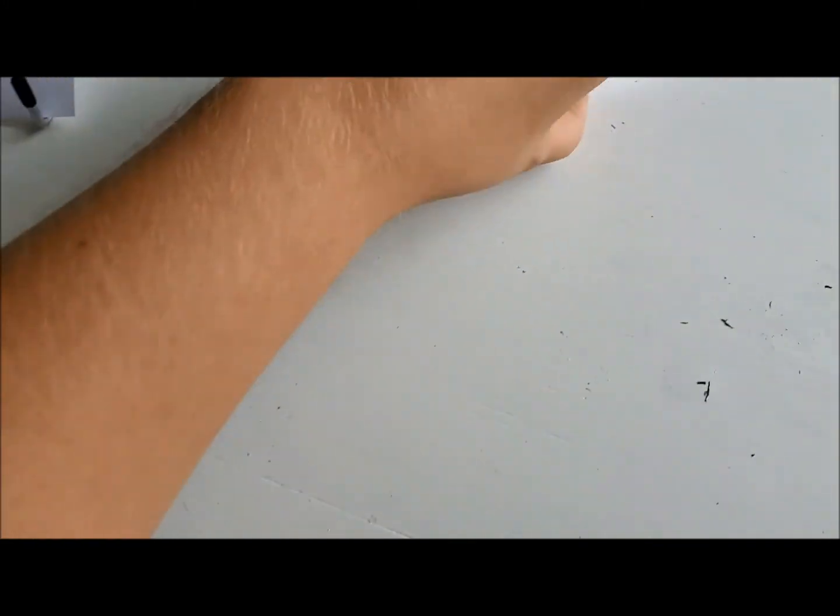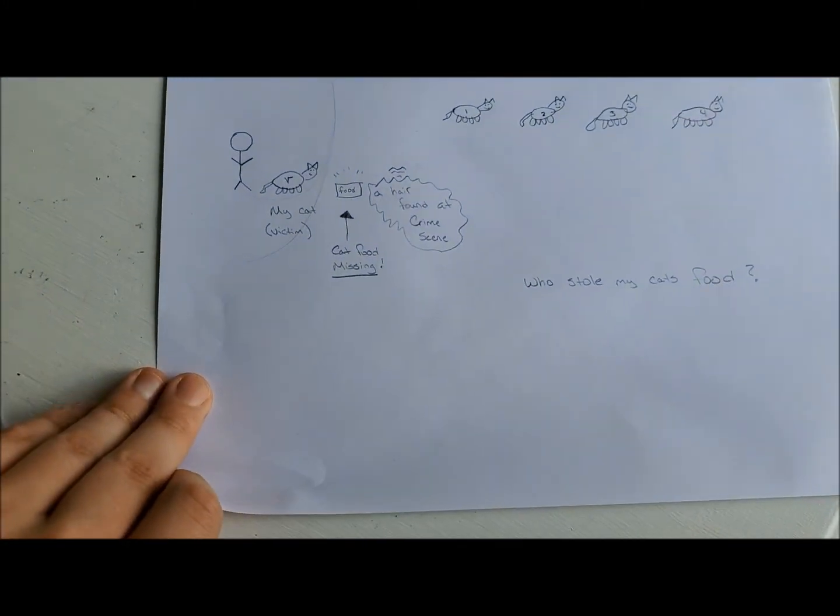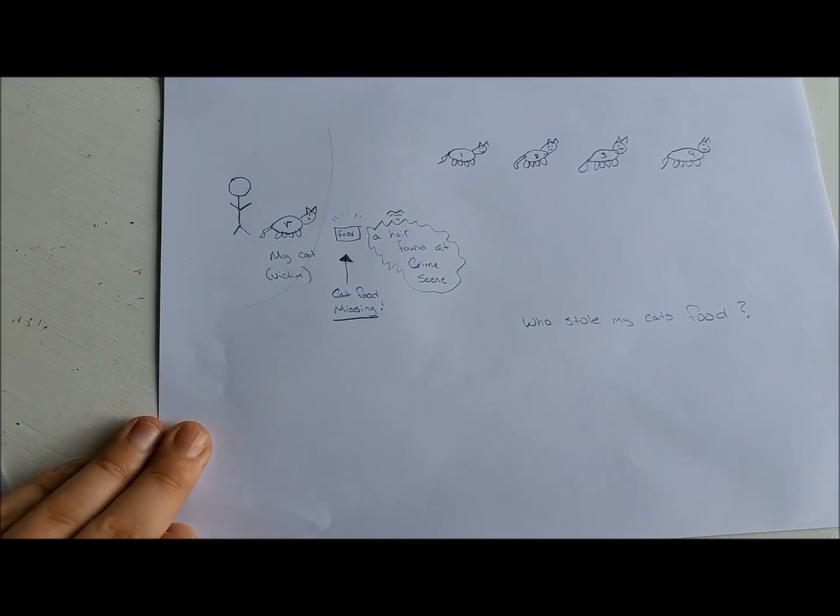So in conclusion, suspect 1, cat 1, is the cat that ate my cat's food, and we figured that out with DNA fingerprinting.